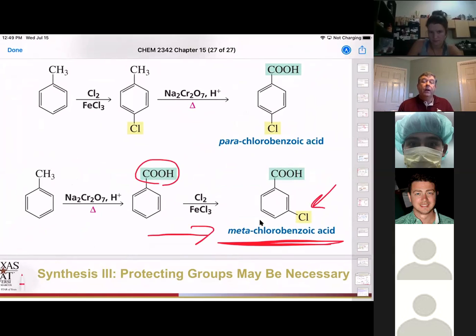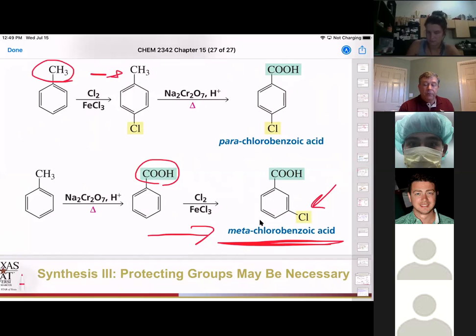However, if we wanted the parachloro or the orthochloro benzoic acid, we're never going to get that chlorine to substitute on the benzoic acid in those positions. So let's flip it around. What precursor to a carboxylic acid can we have? Well, we know we can oxidize alkyl groups. So we can actually do a chlorination with a benzene with an alkyl group on it first.